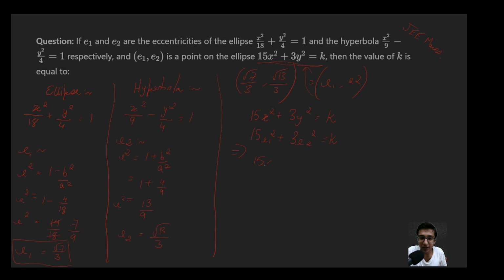This would become 15 into 7 by 9 plus 3 into 13 by 9. So this would ultimately be equal to, 3 5s are 15, 3 3s are 9, 3 1s are 3, 3 3s are 9. And after taking LCM to be 3, we get 7 5s are 35 plus 13, which would make it 48. So 3 1s are 3 and 3 6s are 18. That means it is equal to k. That means the value of k that we found out is 16.